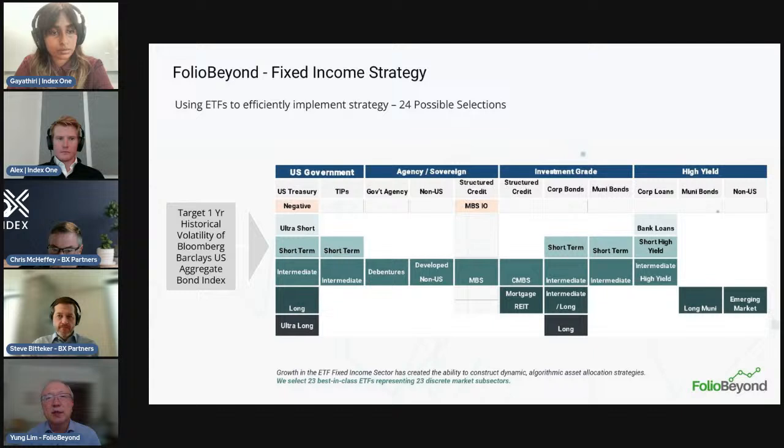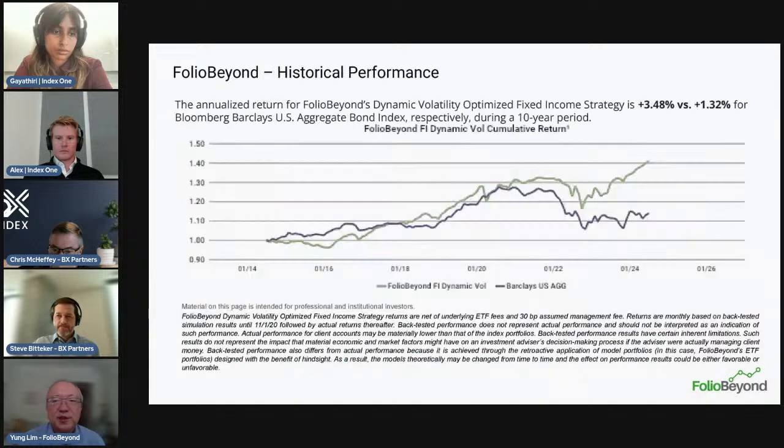The model captures the risk and return elements of all these sectors and optimizes the portfolio by targeting the volatility of the Bloomberg aggregate index. So when you do that optimization, you're maximizing yield and returns. You typically end up with 5 to 10 ETFs.